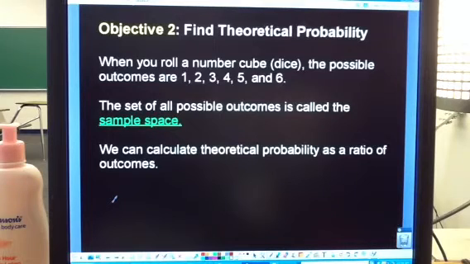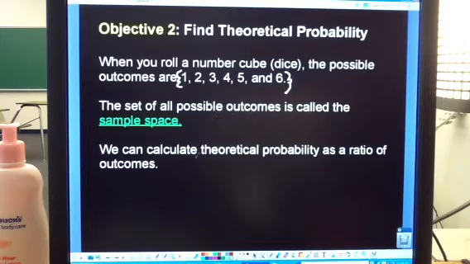So let's talk about a dice for a second. When you roll a regular dice, the possible outcomes are 6. You have 6 possible outcomes: 1, 2, 3, 4, 5, or 6. Just one dice, or one die. We call this set of possible outcomes, 1, 2, 3, 4, 5, and 6, the sample space.